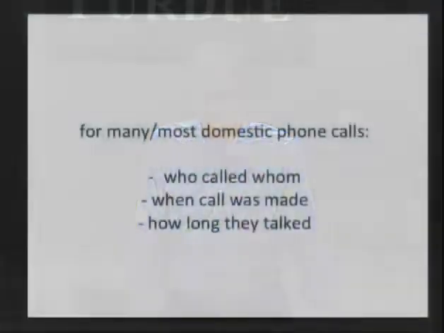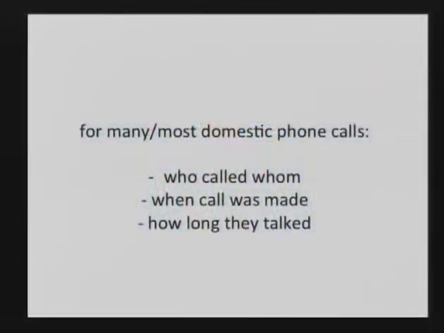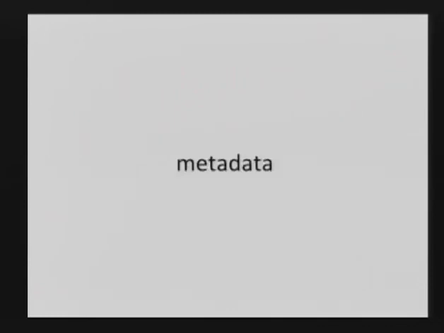Okay, so let me move forward and talk a little bit about what we know about the current program. In particular, we're talking about the domestic mass phone call data program. This is a program that involves collecting for maybe many, maybe most, domestic phone calls, information about who called whom, when the call was made, and how long the call lasted. This doesn't include content of calls. It doesn't include the voice conversation, just this information about the call itself, so-called metadata. And that's what is collected domestically under Section 215 of the Patriot Act.